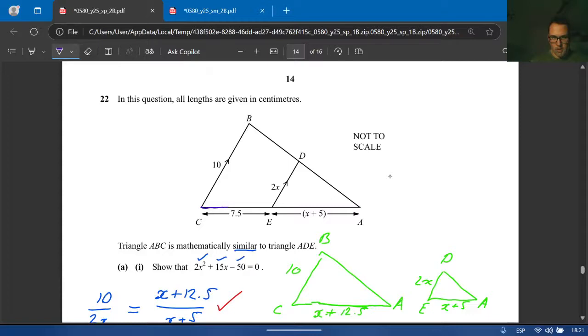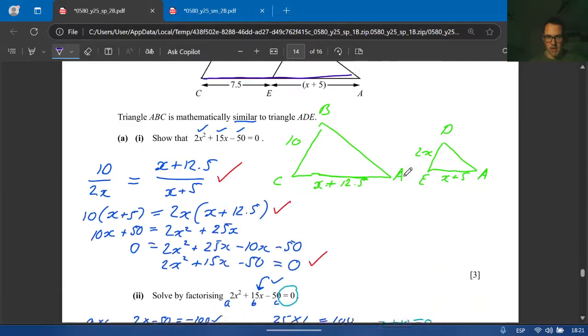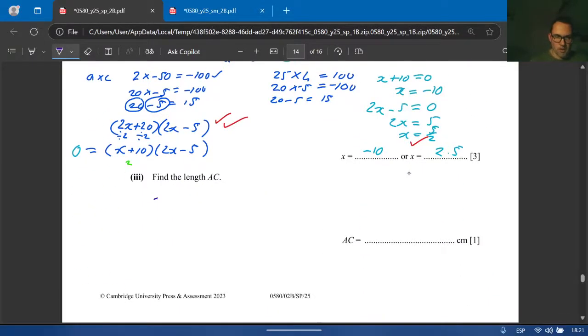This is this one here. Okay, so we know the length of AC is x plus 5 plus 7.5, which will give us x plus 12.5. Okay. Now we got 2 x's. Okay, so we can have minus 10, you see here, plus 12.5, which will give us 2.5.